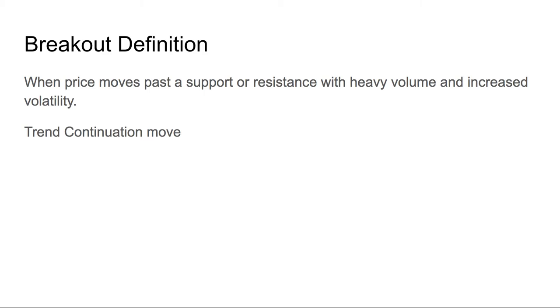When we talk about increased volatility, we're talking about an increase in the range. Maybe the stock generally trades a 50 cents range. On the breakout you want to see two times the range, or at least more than two times the range, because that's where you see the institutional buyers are actually interested in the stock.